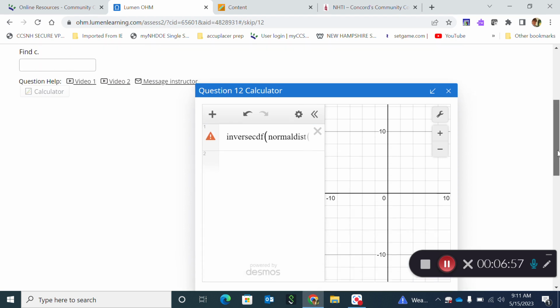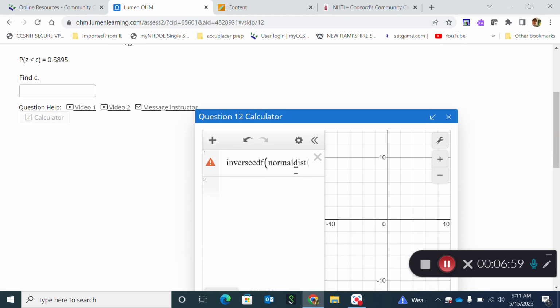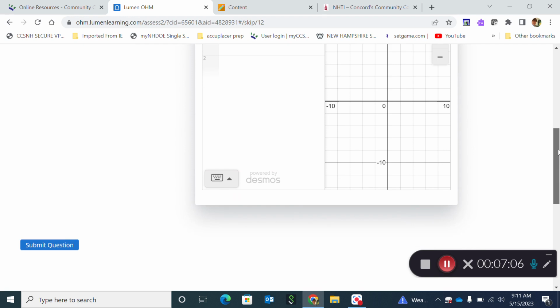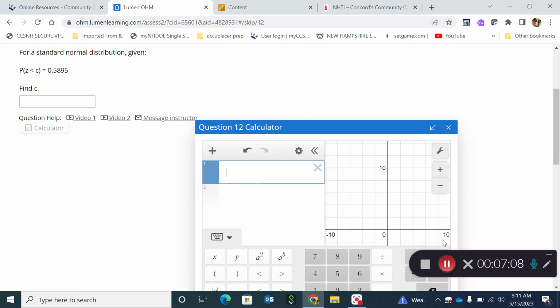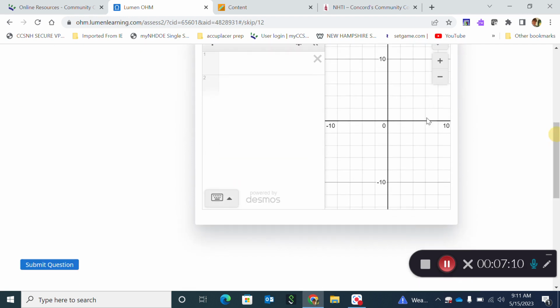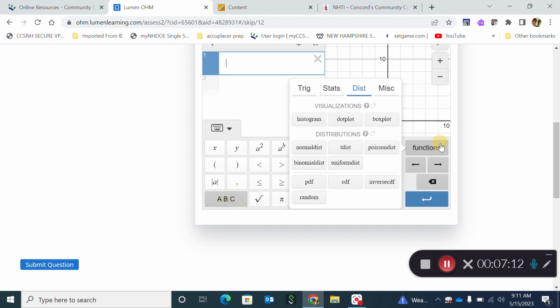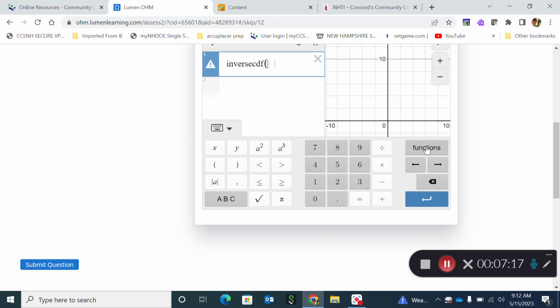We're going to put in our mean and standard deviation again. And because this is asking for a z-score, we're talking about standard normal. I just X'd it out, so I'll try that again. Inverse, then I go to functions, and I go to normal distribution. Standard normal is 0, 1. That is mean of 0, standard deviation of 1, close the parentheses.